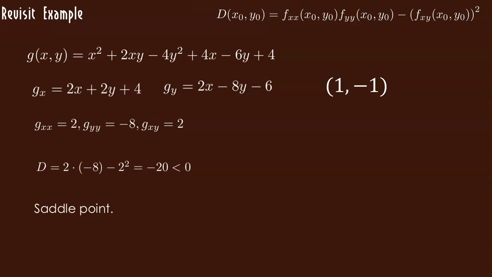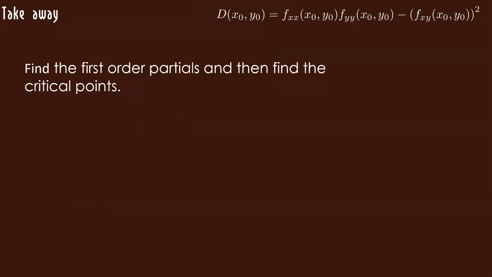Let's look at the takeaway. What do you need to know from this? You do not need to remember all that stuff I went through about why this trick is true. What you need to remember is finding the critical points and how to determine if they're relative maxes, relative mins, or saddle points. First thing you do is find all the first order partials and then find the critical points.